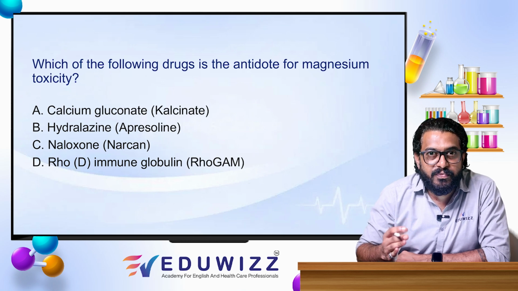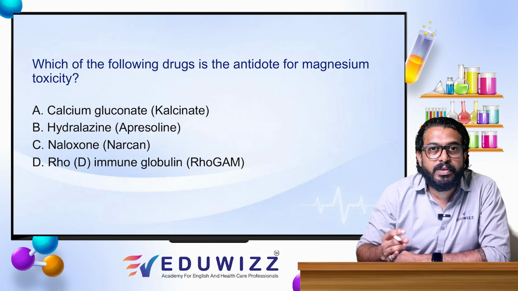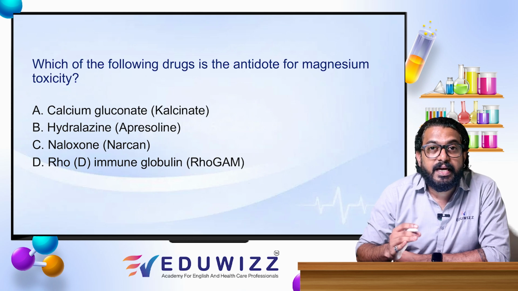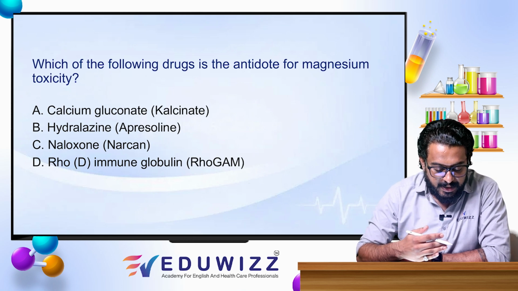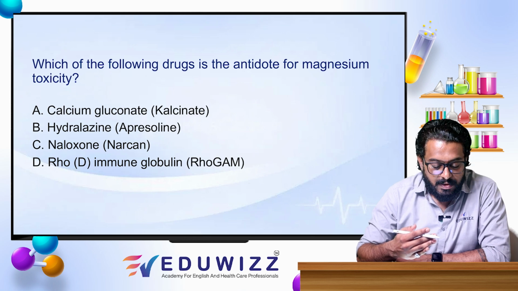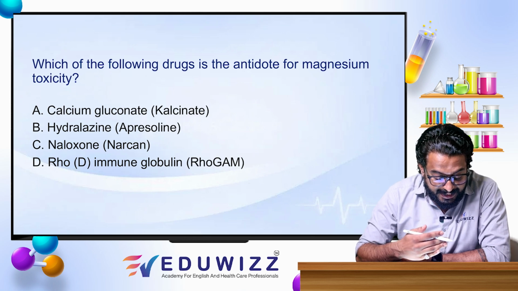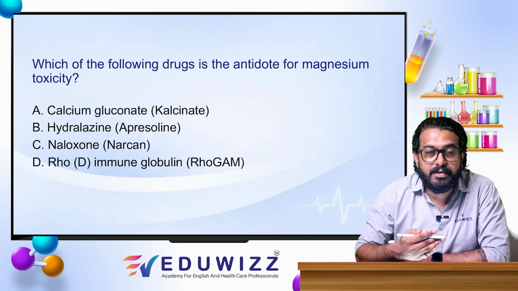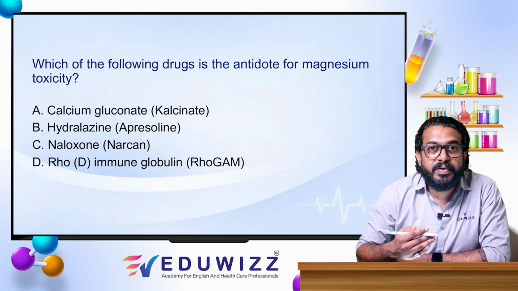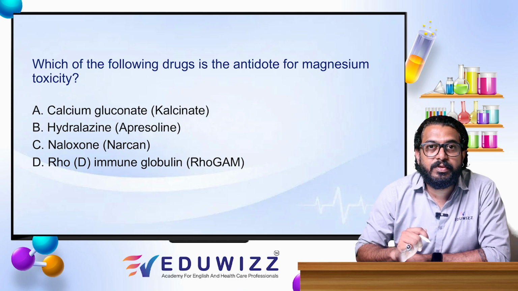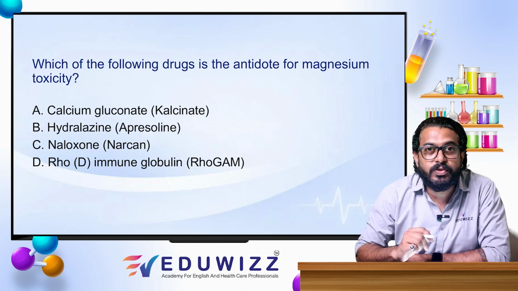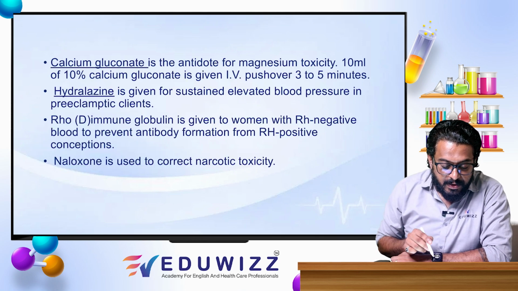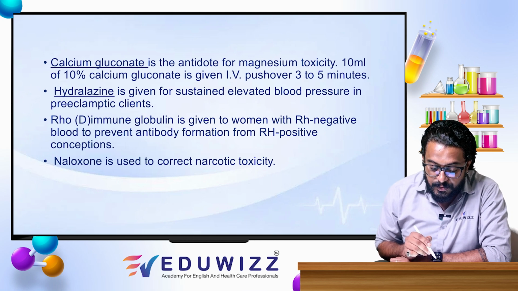So if it is more than 7.5, it's magnesium toxicity, and we have to give the antidote of magnesium sulfate, which is calcium gluconate. It's simple actually. Hydralazine is an antihypertensive. Naloxone is the antidote of morphine sulfate. And RhD we have discussed in the earlier class, it is given to prevent Rh incompatibility. We have discussed in detail about Rh incompatibility and Rh isoimmunization in the last discussion class. So that's why the answer is calcium gluconate. Calcium gluconate is the antidote of magnesium toxicity.